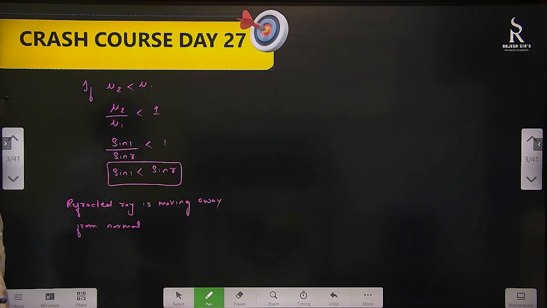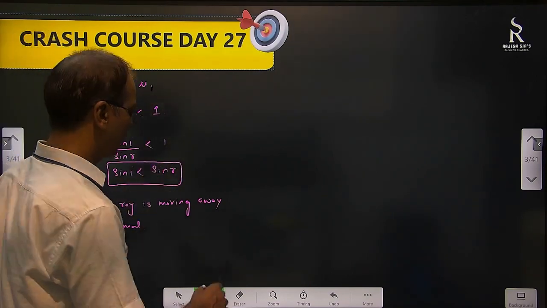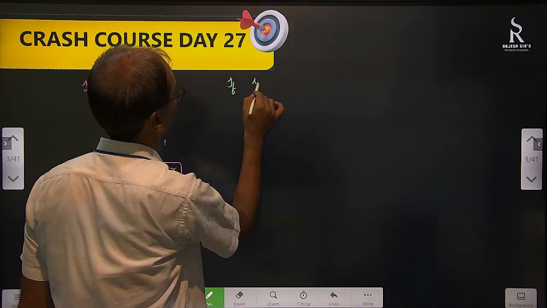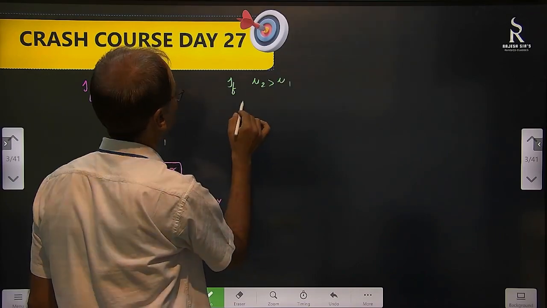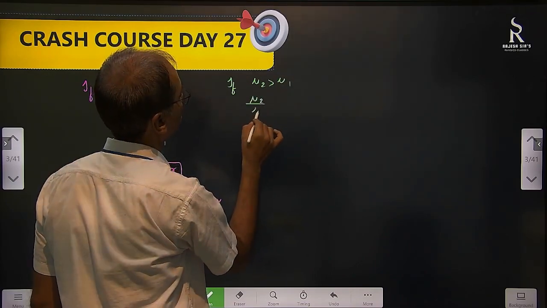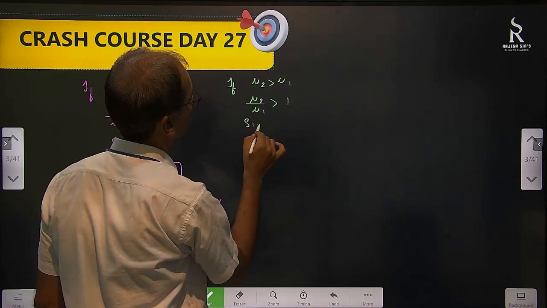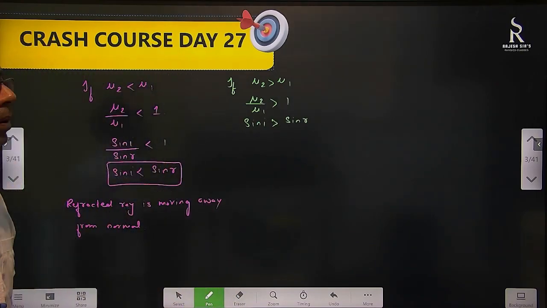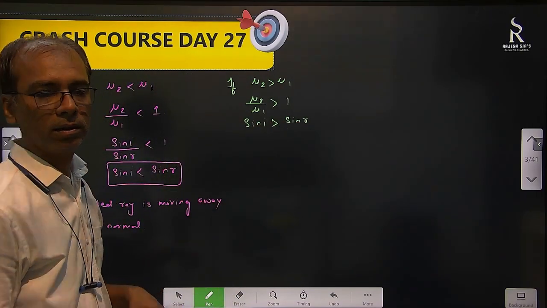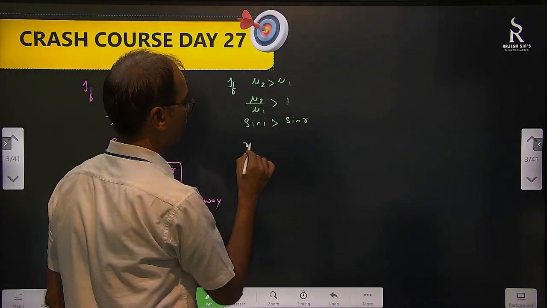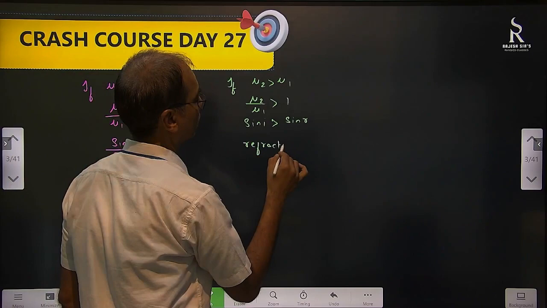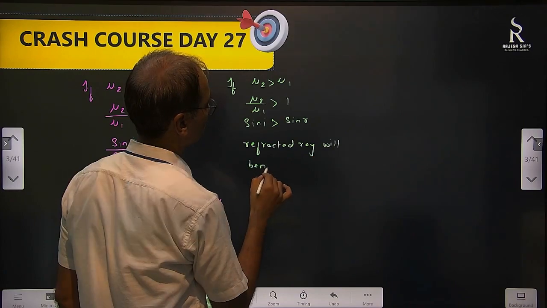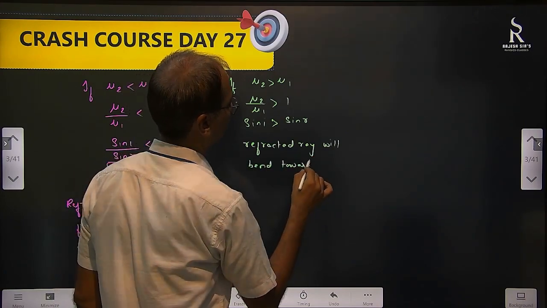Then the other thing is also true. If mu 1 is greater than mu 2, then what will happen? We know what will happen. If mu 2 is greater than mu 1, then mu 2 by mu 1 is greater than 1, so sin I is greater than sin R. That means R is smaller than I, so the refracted ray will bend towards the normal.